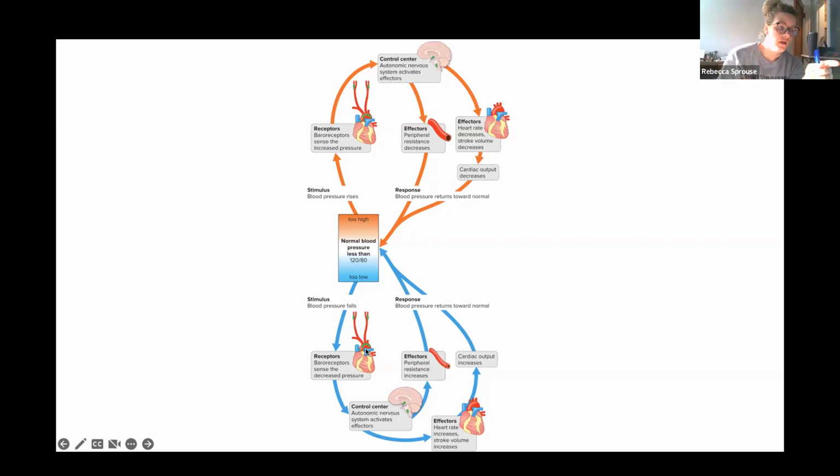Opposite, if our blood pressure is too low, same kind of receptor and control center, but now we're going to increase our peripheral resistance by vasoconstriction. If we decrease the lumen area where blood can flow, that's going to increase the pressure flowing through. We also need to stimulate the SA node to fire more frequently to pump more blood into circulation faster. That would be norepinephrine acting on the SA node to increase our heart rate, and then hopefully increase it enough to go back to normal.